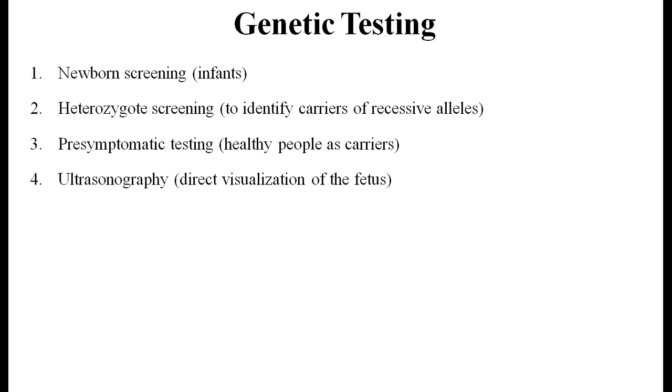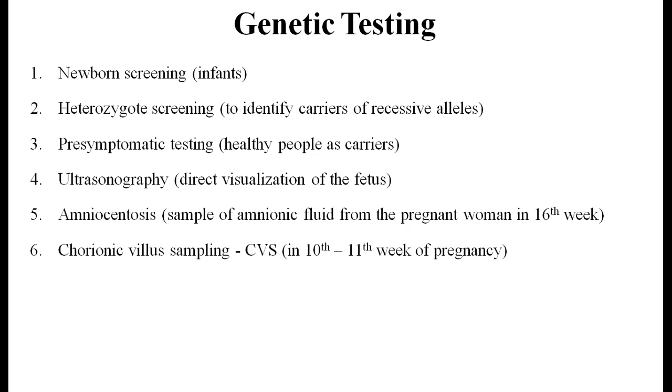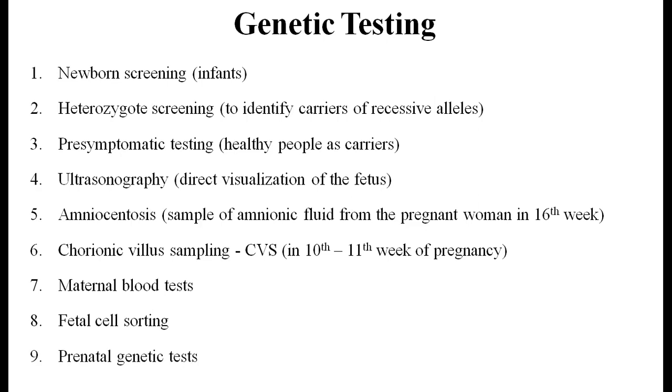Direct visualization of the fetus is possible through ultrasonography, or amniocentesis, where a sample of amniotic fluid is extracted from the pregnant woman in the 16th week. Chorionic villus sampling, also known as CVS, is generally done in the 10th to 11th week of pregnancy. Or maternal blood tests are carried out, or fetal cell sorting is done, and prenatal genetic tests are done.